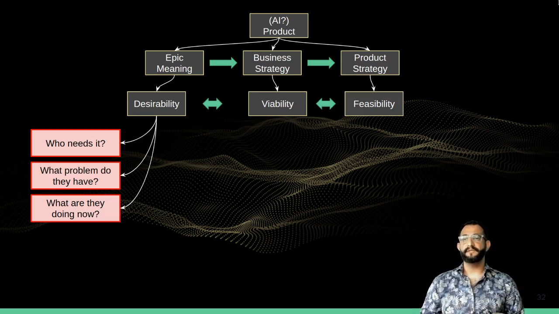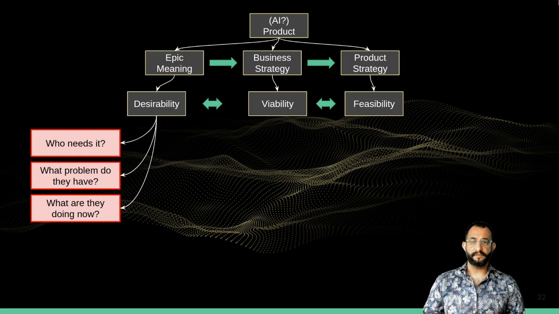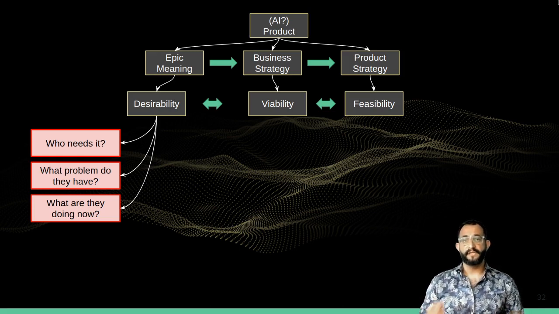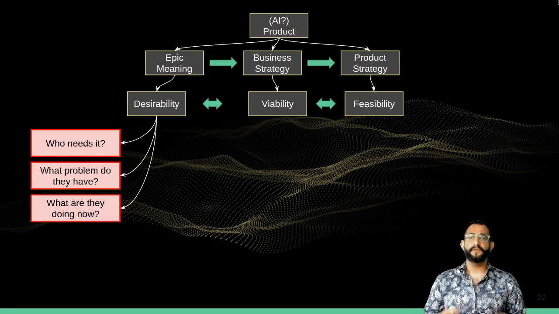The next question is, what is a specific problem that they have? It can't be something like they need to be more efficient. That's way too broad. It needs to be something like time and cost associated with use of pesticide is taking away 10% of their margin. That's very specific. Finally, what do they do right now? You have to have a good understanding of their current workflow to be able to identify their pain points and come up with a solution for them.